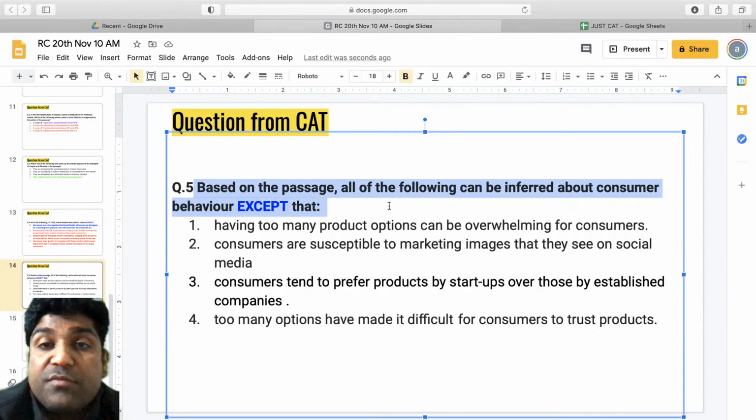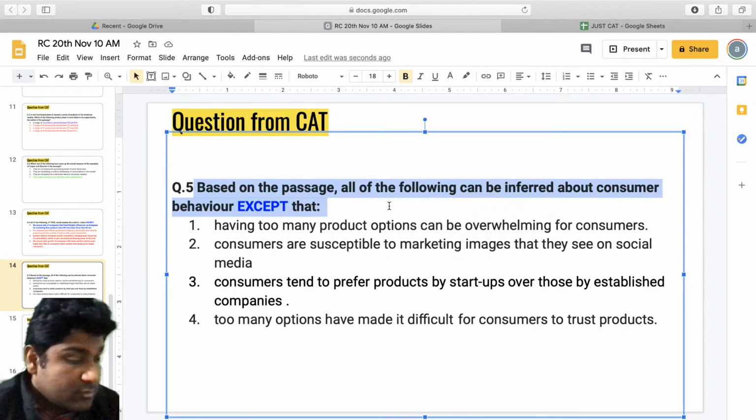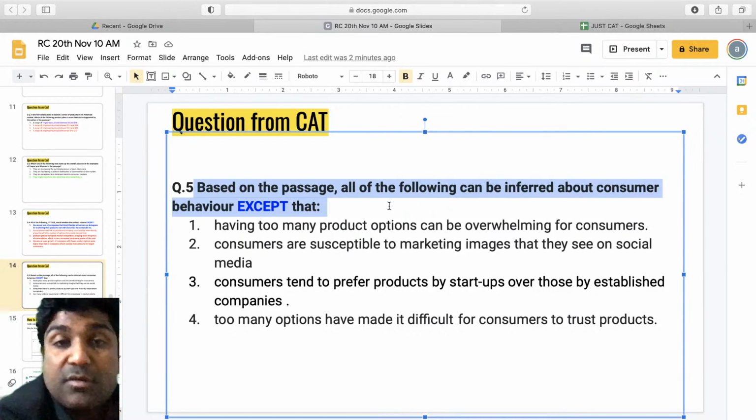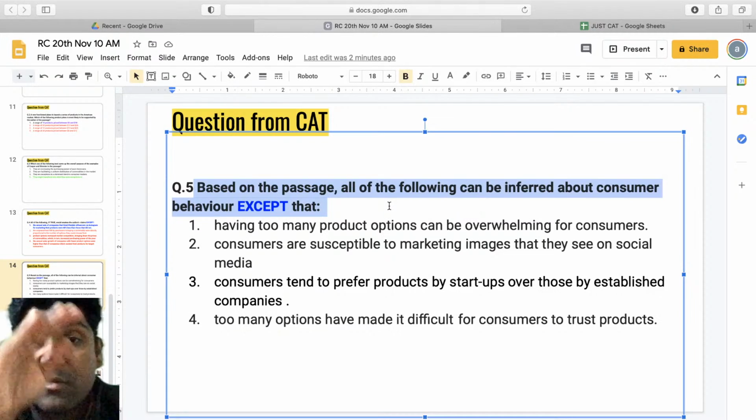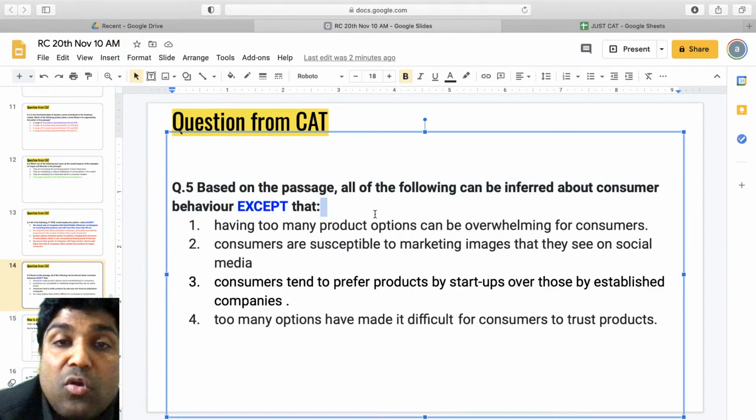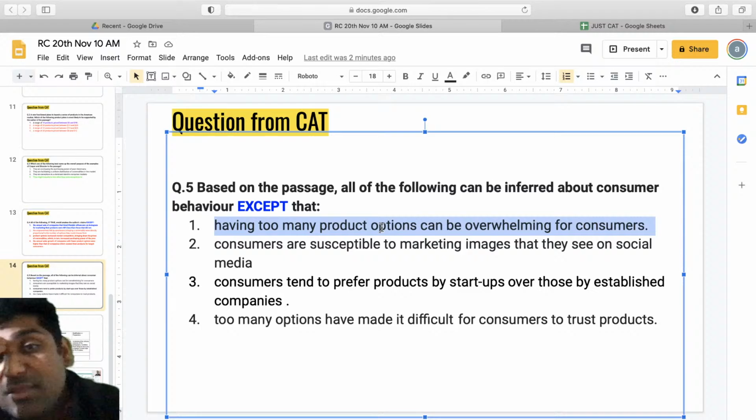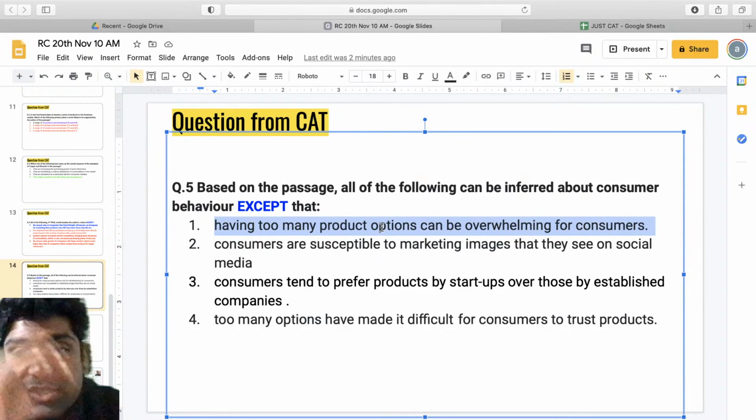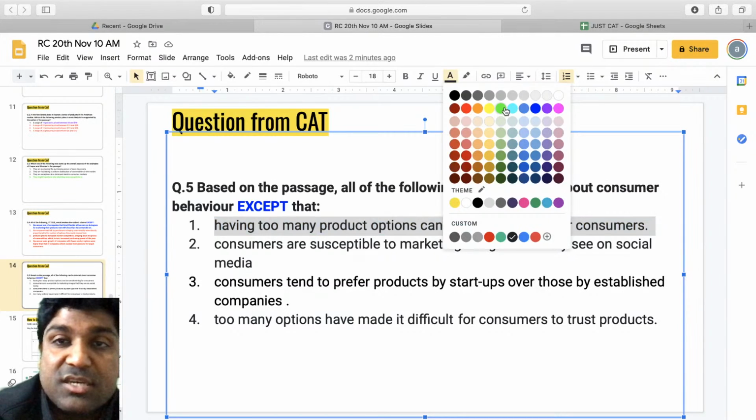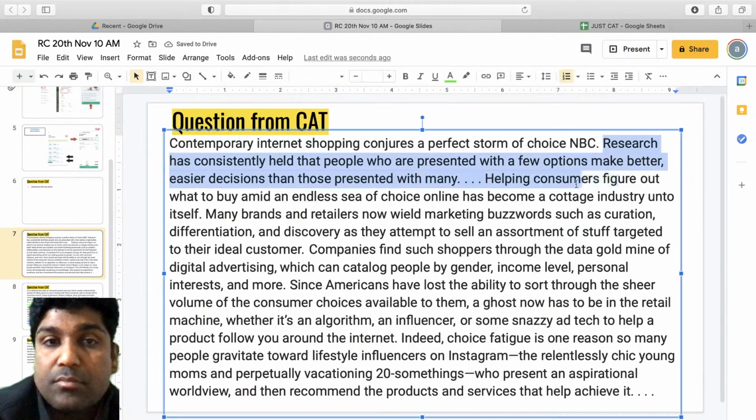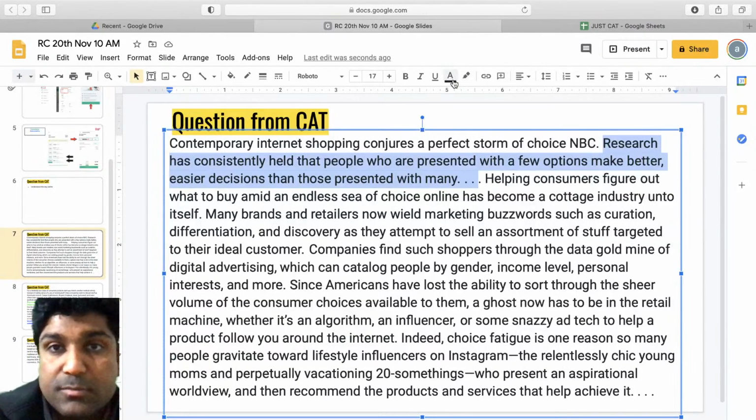Based on the passage, all of the following can be inferred about consumers' behavior, except that. So they're saying that something can be inferred. Apart from that, there'll be 4 of them. Out of 4, 3 can be inferred, 1 will not be. Having too many product options can be overwhelming for consumers. This was mentioned. This was there in the second line also, we just discussed. Remember here. Presented with a few options, people make better and easier decisions.